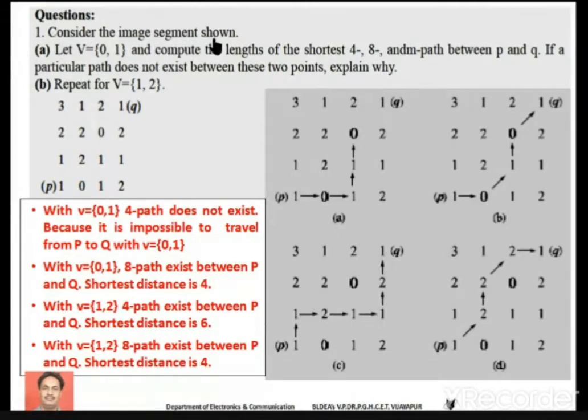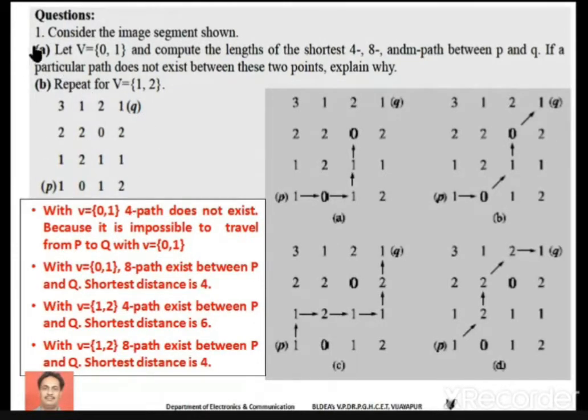Consider the image segment shown. Okay, this is the image segment. Image segment means simply a matrix. He has given this matrix with elements as 3121, 2202, 1211, 1012. This is the image segment he has given, right?